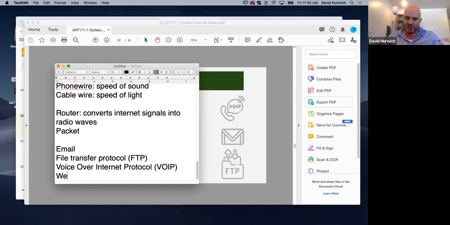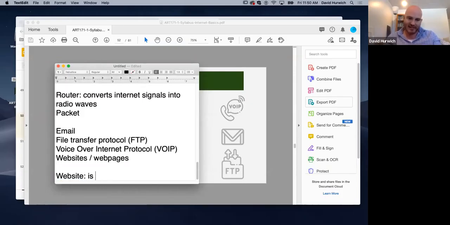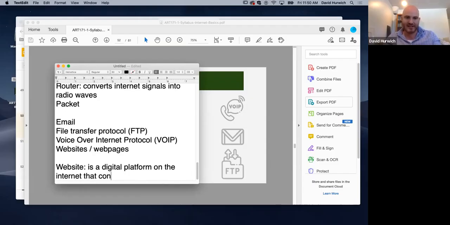And finally, one of the things that internet can do is what we're going to be doing in this class, which is create websites or web pages, okay? A website is a digital platform on the internet that contains information. So, a website is like yahoo.com, youtube.com, netflix.com, something like that. It's a place that stores things like images, audio, video, articles, all that good stuff.